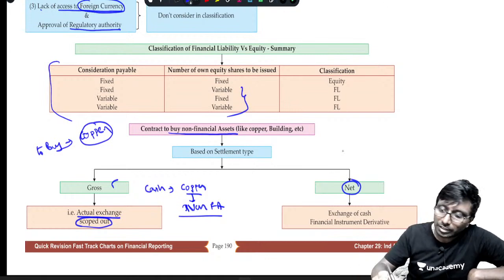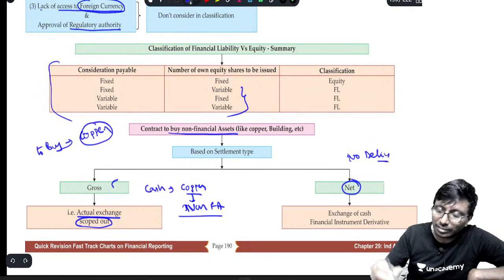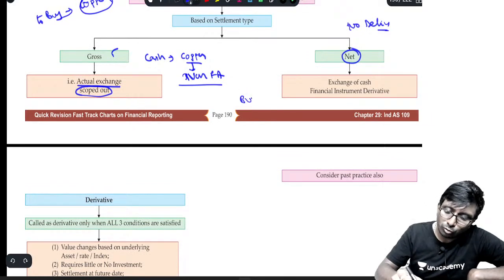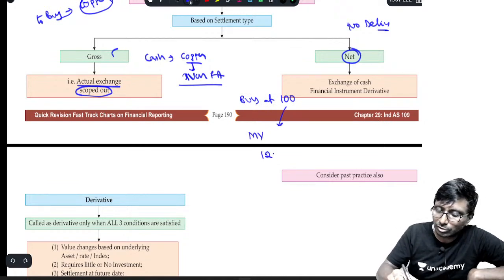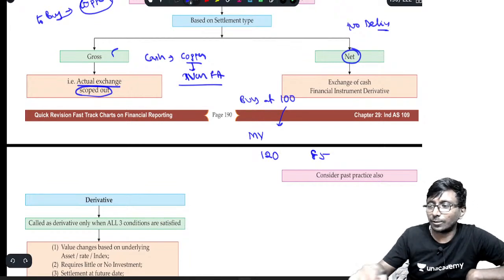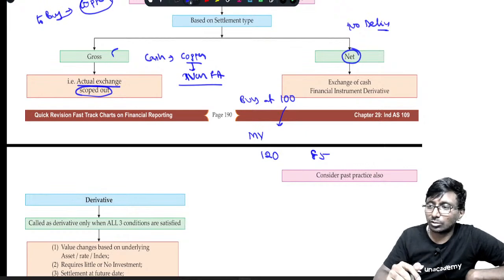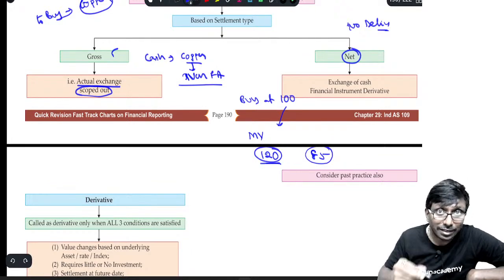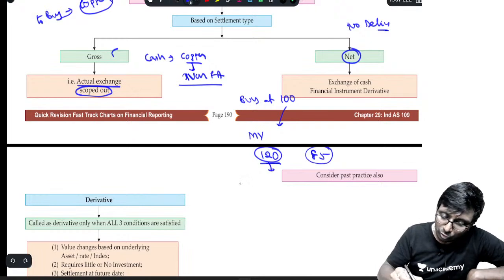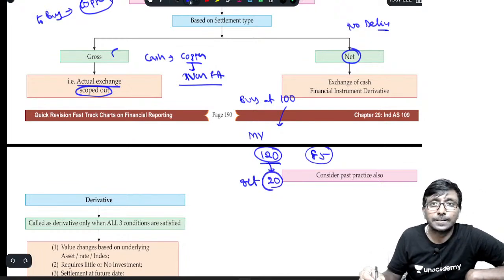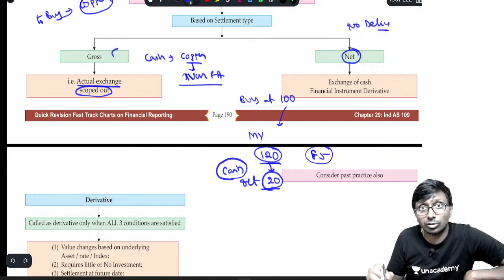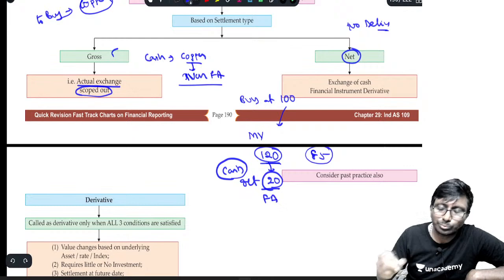Now, sir, suppose I am doing net settlement. Net settlement means we don't take delivery of copper. What do you do? Just look at the copper value today. Say we promised to buy at 100. Today the market value is equal to 120. Then what do I get? I get 20 rupees net settlement. 20 rupees of cash will come. Isn't it a contractual right to receive 20 rupees of cash? Yes. Then it is a financial asset to me.